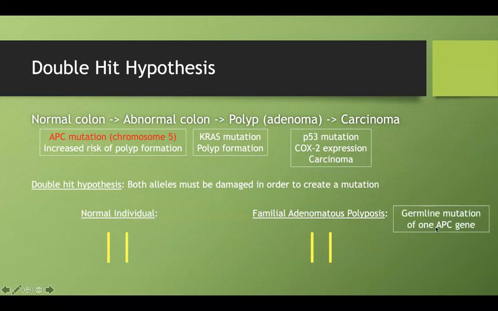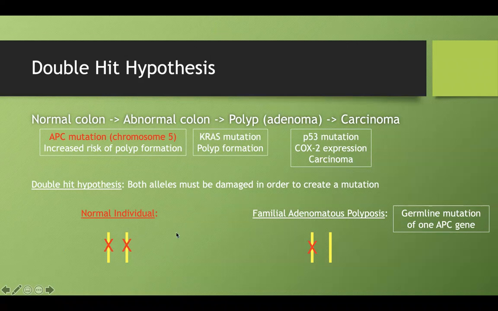Starting with FAP, it already has one germline mutation of the APC. What I've been trying to talk about is that in normal individuals, in order to get this mutation to occur, you need a random mutation in this allele, which is, let's just say, a 1 in a million chance. Then you also have to have another mutation in that same allele, in that same region. So it's like a 1 in a million chance squared almost.